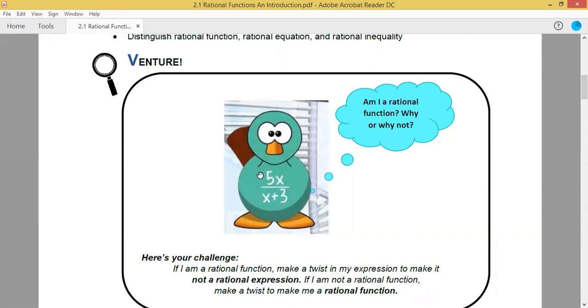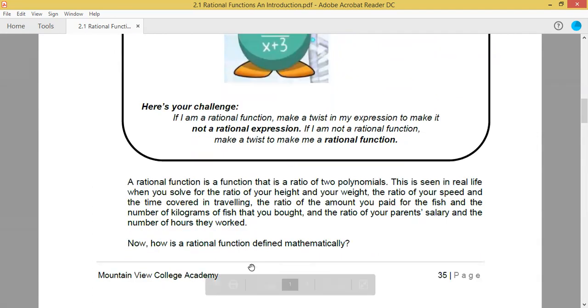This image asks, am I a rational function? Why or why not? And if I am a rational function, we need to make a twist to make it not a rational expression. And if it's not a rational function, make a twist to make it a rational function. First question we will have in mind, what is a rational function?